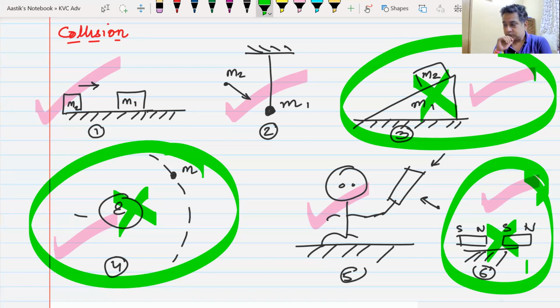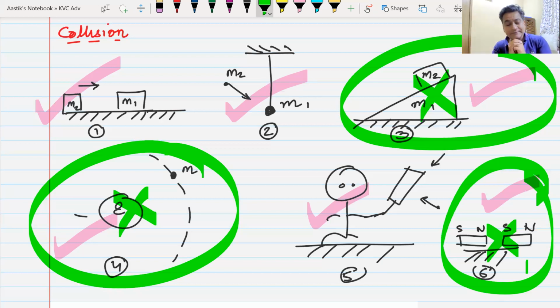Sir, bodies are in contact. Yes, the common thing is there is an impact. There is a sharp impact here in 1, 2, and 5. So whenever there is an impact, this impact is of very short duration. Yes or no? Yes, sir. They come in contact for a very short time, but in that short time, forces of very large magnitude act.